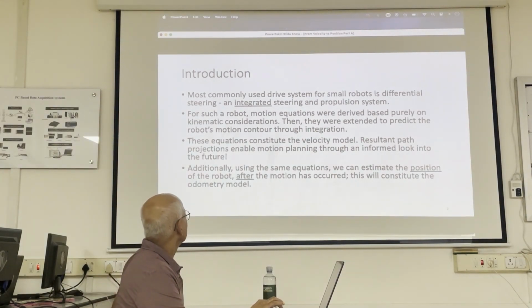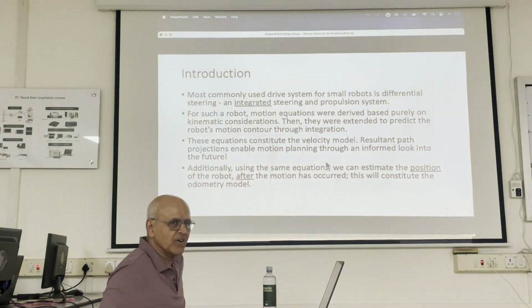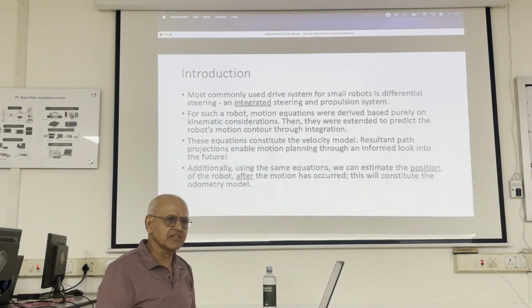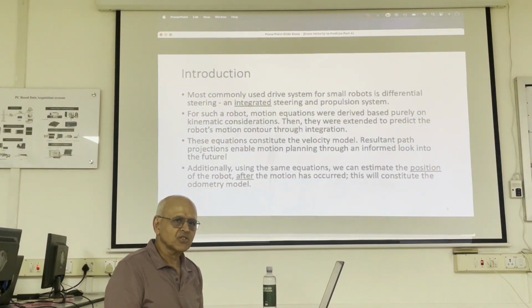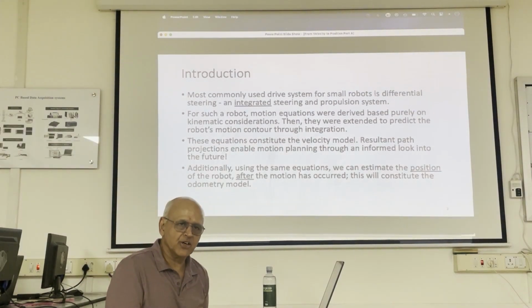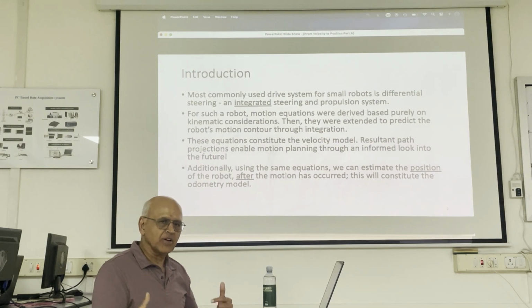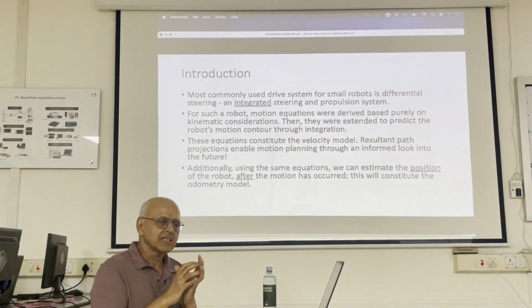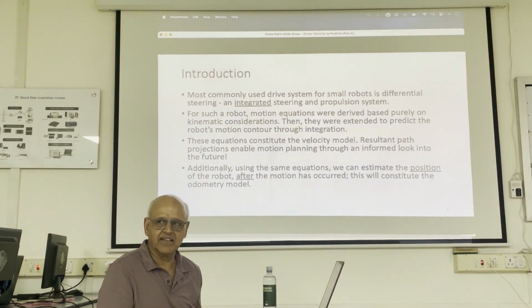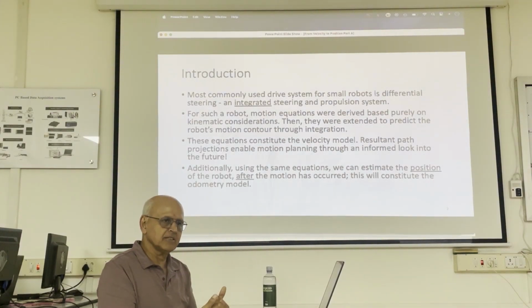So we need to derive the odometry equations. What we have right now is the velocity model, right? The velocity model says I'm on this circle. So the velocity model is looking into the future. The odometry model is going to be looking into the past. After you have moved, it's going to use the odometry readings to figure out where you are. They are both linked because they both use the same set of equations at their core. But odometry is after you have completed the motion, velocity is predicting into the future.